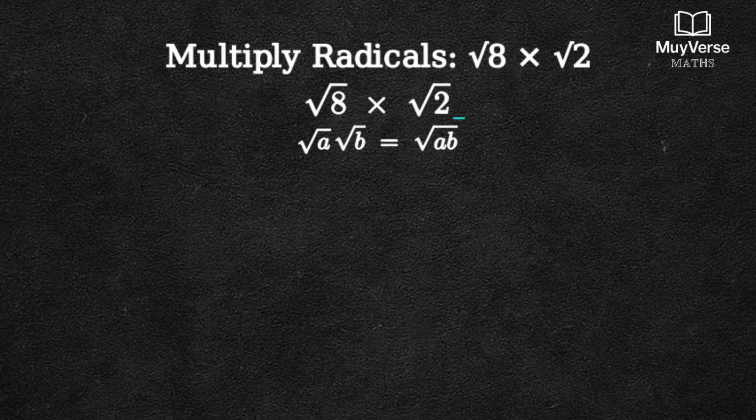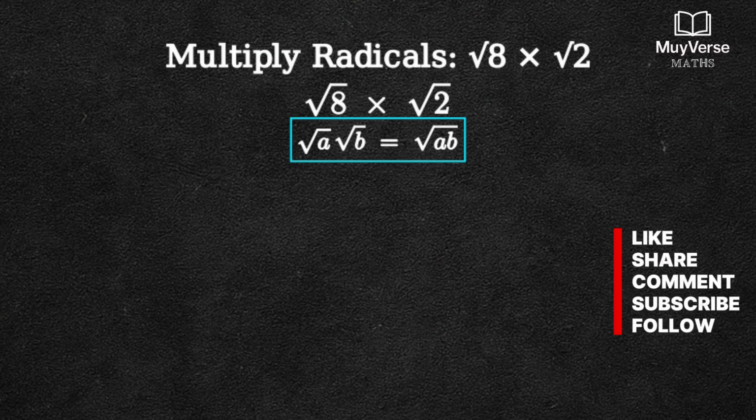It reads, the square root of a times the square root of b equals the square root of a times b for non-negative a and b. So, square root of 8 times square root of 2 becomes the square root of 8 times 2. That equals the square root of 16.